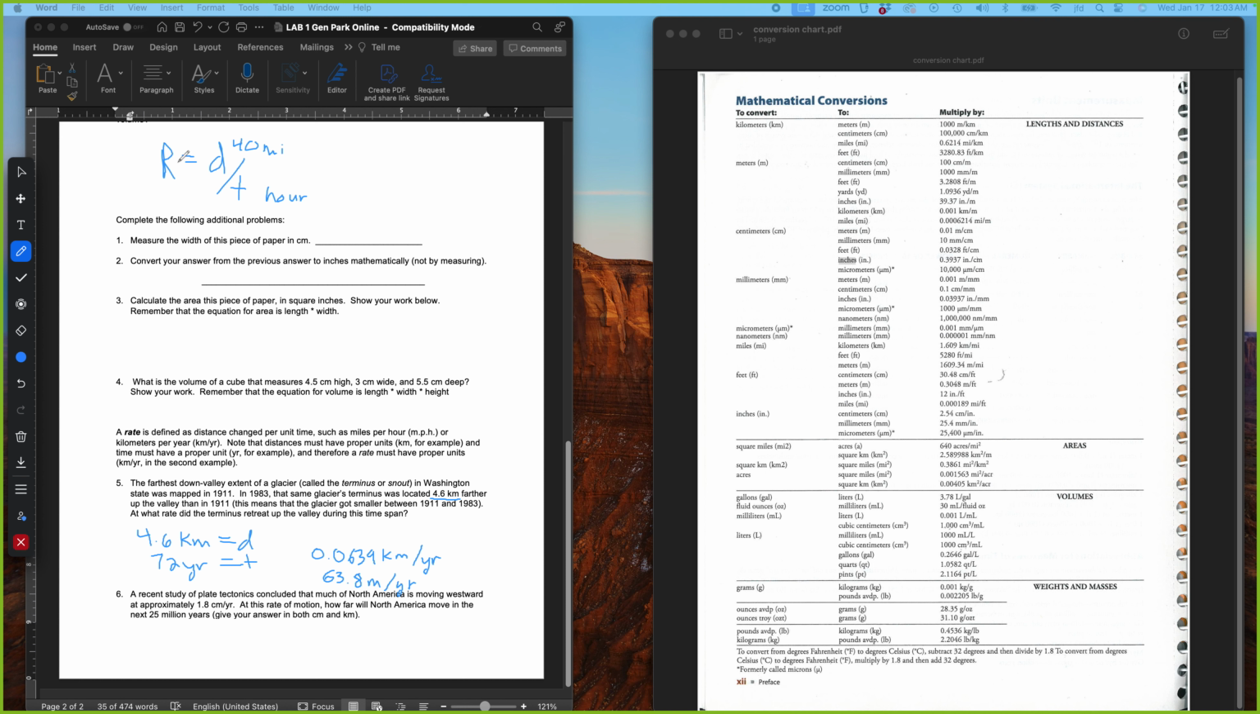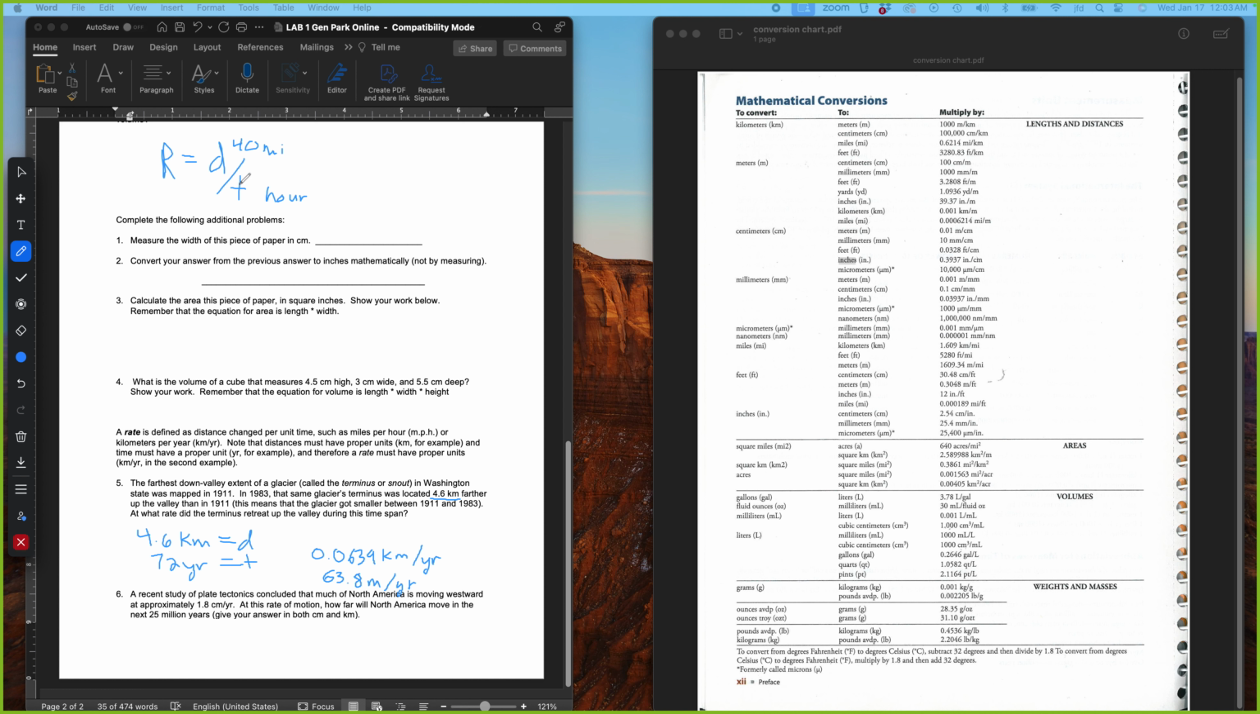So we have our equation, right? Rate is equal to distance divided by time, right? Now, for this one, they're actually kind of changing it up on us a little bit. They're giving us the rate. We know the rate, and we know the time. What we don't know is the distance. They want our answer in both centimeters and kilometers. They want the distance, right? And so we know the rate.